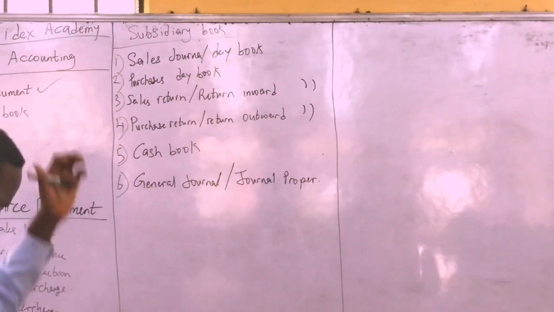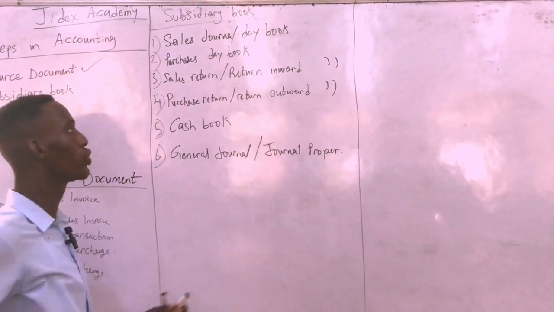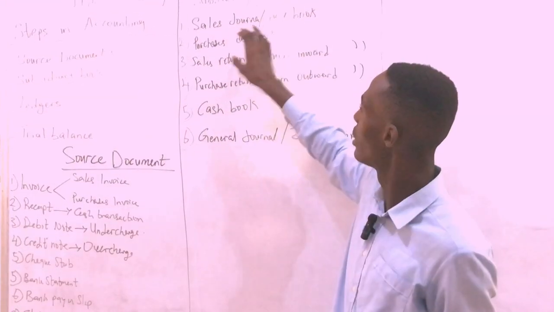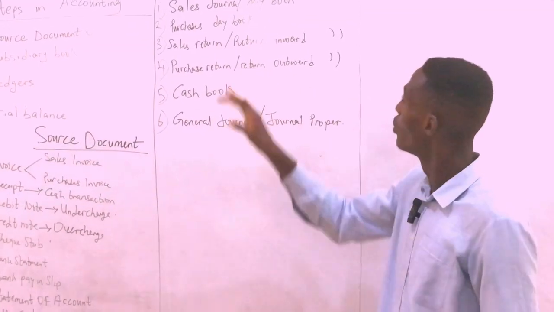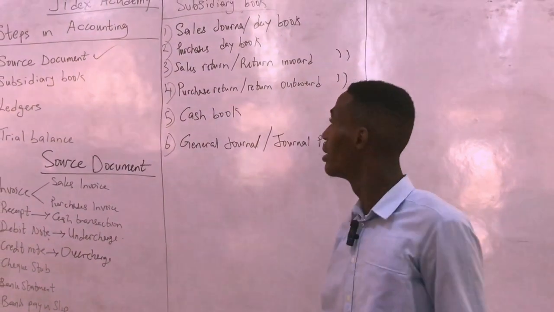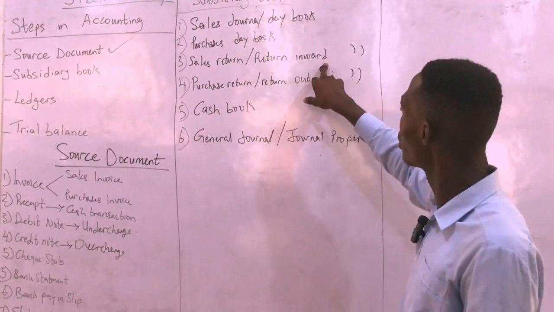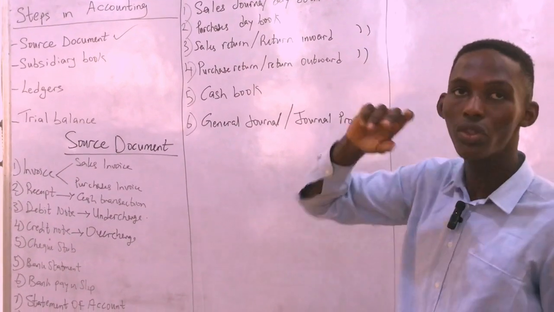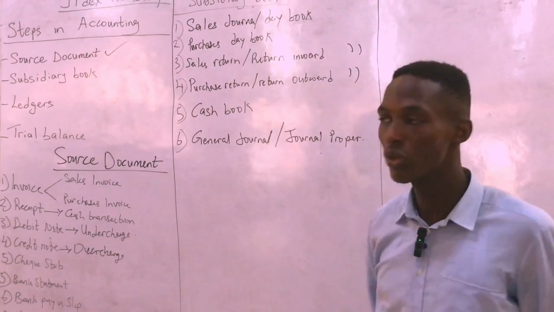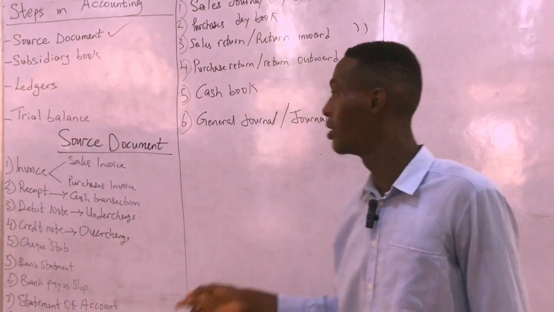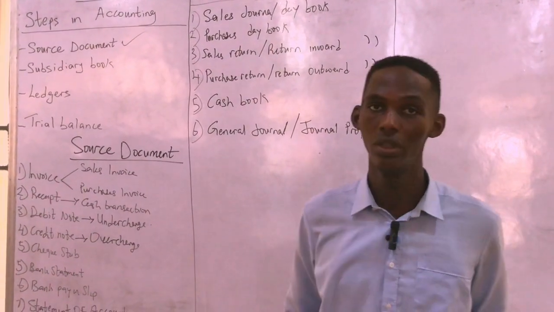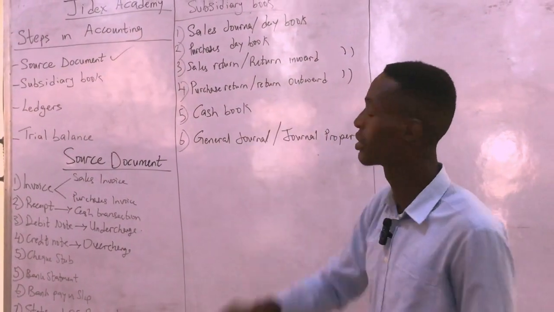What do we use each of these books for? The first one is the sales day book. It is used to record purely credit sales, nothing more, nothing less. You use the purchases day book to record credit purchases only. Sales return is used to record goods returned by the customer to the business only. Return outward is used to record goods returned by a business to the supplier. Cash book is used to record both cash and bank transactions only. Anything that has to do with cash comes into the cash book.